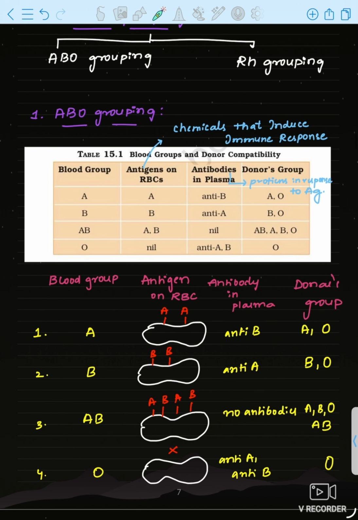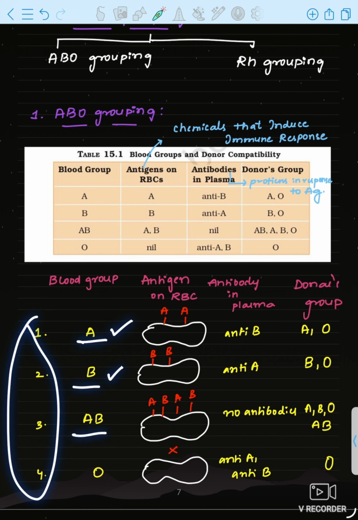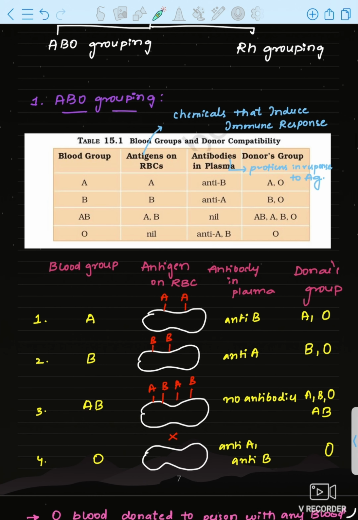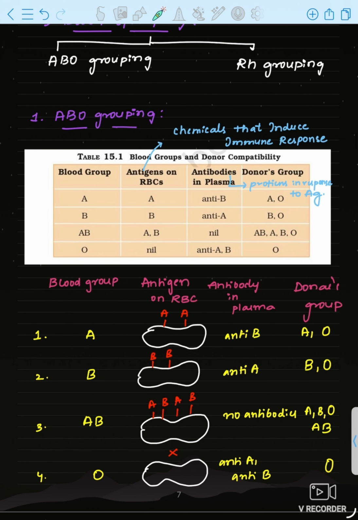First we have to remember how many types of blood groups there are. Universally, 4 types of blood groups are there: A blood group, B blood group, AB blood group and O blood group. Mine is O blood group, O positive. You can comment your blood group in the comment section.